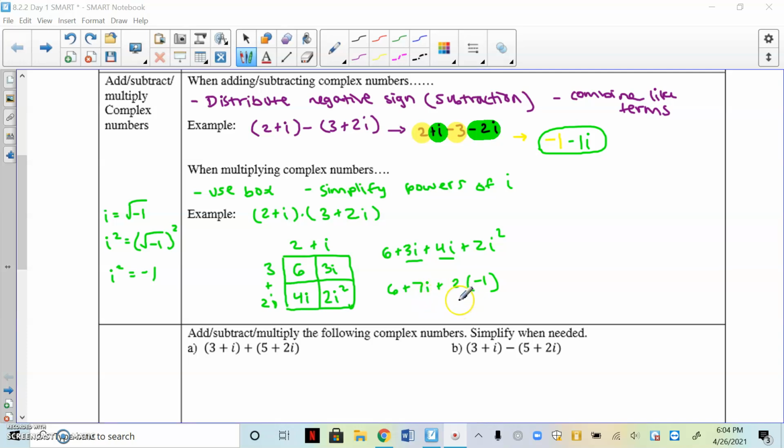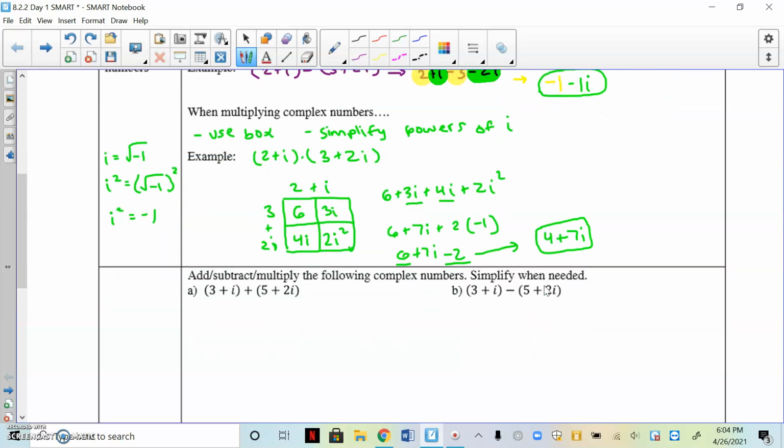All right, so now we can just go ahead and simplify whatever's left. So we can rewrite this as 6 plus 7i minus 2, because 2 times 1 makes this a -2. And of course we can combine the 6 and the -2. So this gives us a final answer of 4 plus 7i. And we're done.